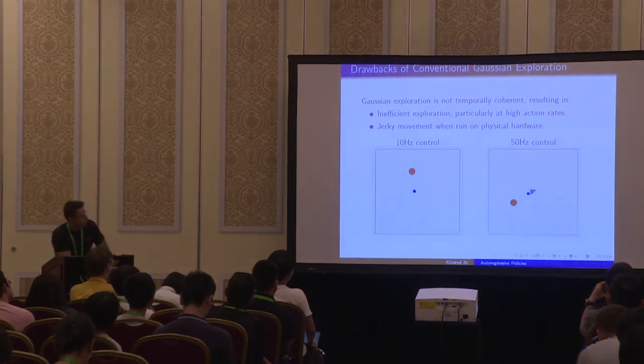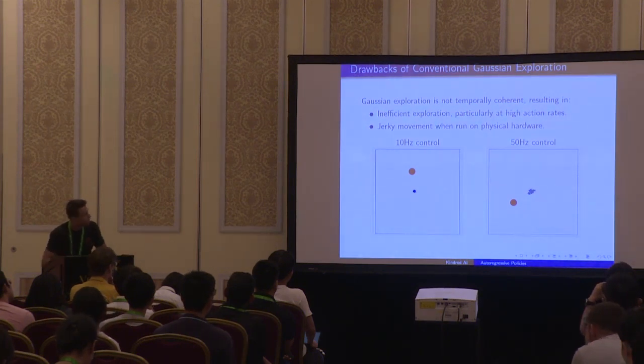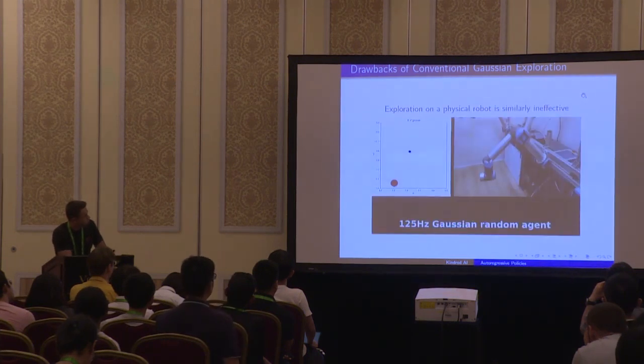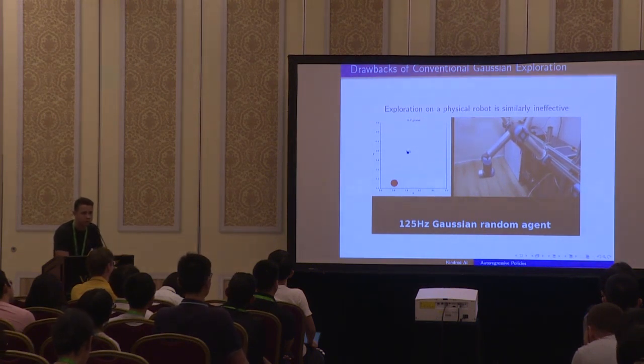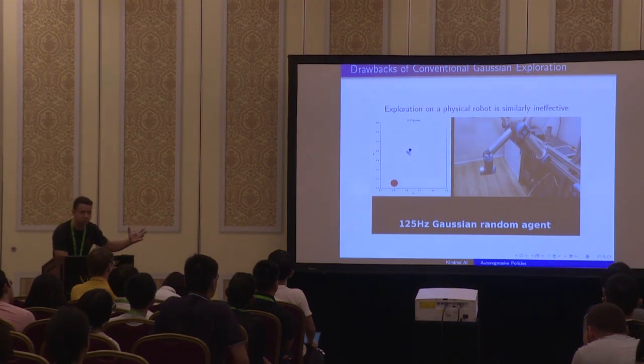Similar issue exists in physical robots. The following video shows a robotic arm controlled at 125 Hz continuous velocity control. And you can see that Gaussian exploration is extremely inefficient in exploring the space.